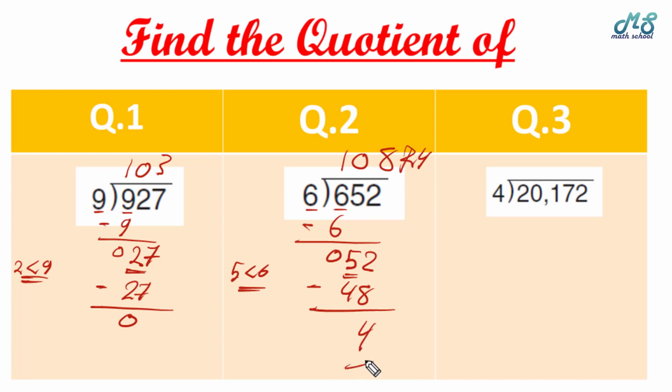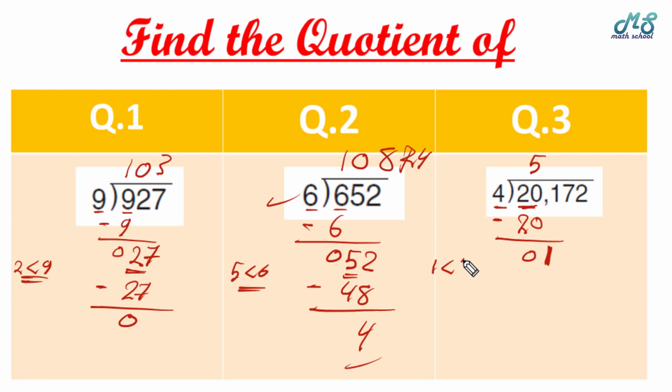Pay attention, guys. The remainder is less than the divisor. To check your answer, just multiply the quotient, which is 108, by 6. Then add 4 to get 652. Next, 2 divided by 4, it doesn't work. Take the first two digits. 20 divided by 4 equals what, mister? Equals 5. 5 times 4 equals 20. Draw a line and subtract. It will be 0. Bring down the next digit, which is 1.